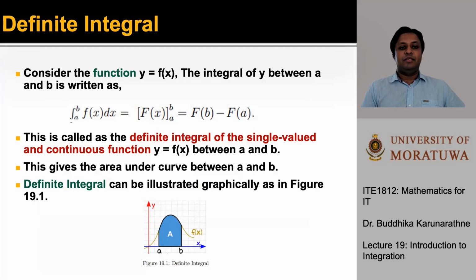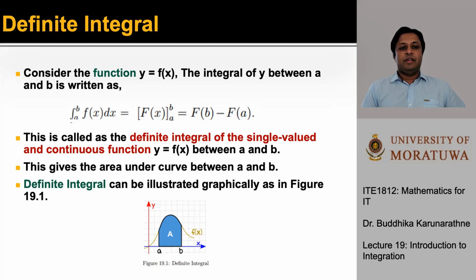When you do that, you indicate at the two ends of the integration symbol the two values. So between a and b, you write a at the bottom and b at the top. So from a to b, f(x) dx. This is defining a definite integral.